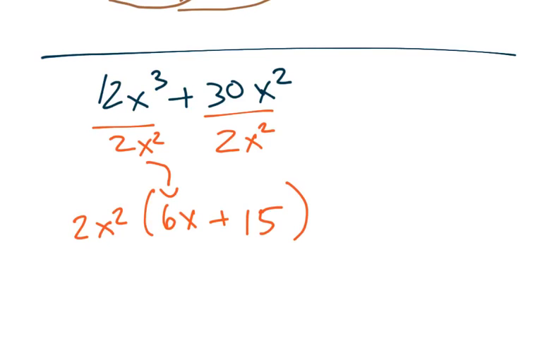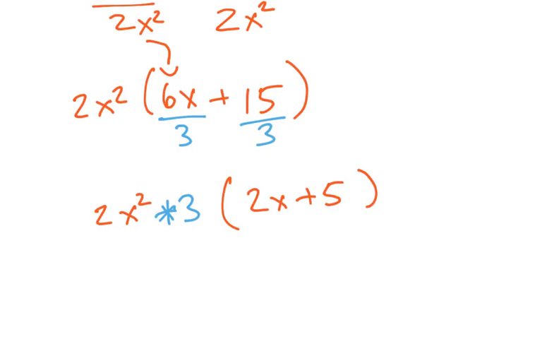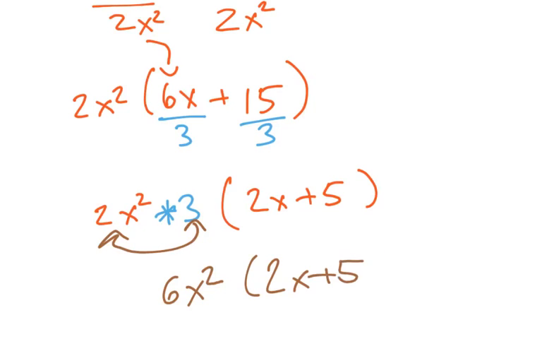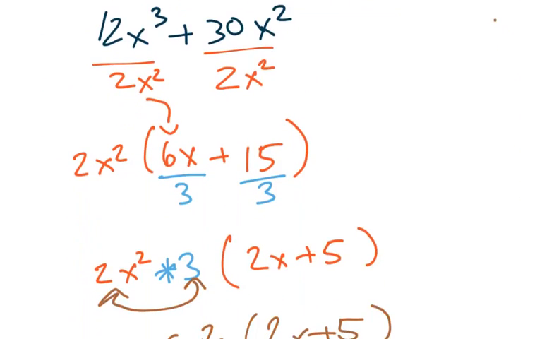Well, what could you do then? Now you look at it again and say, can I divide both of these by anything else? Can I factor something else out? That's going to be 3. So we would have 2x squared times 3, and then in the parentheses we'd be left with 2x plus 5. We see that 2 times 3 is 6, which is 6x squared, times 2x plus 5, which is what we originally had. That's the cool thing about this.